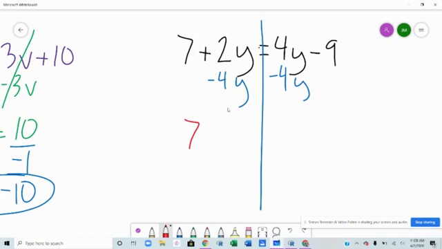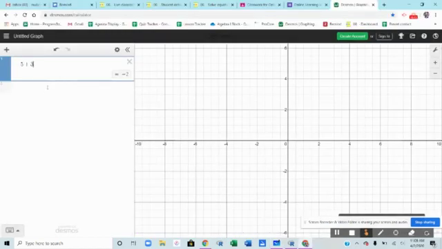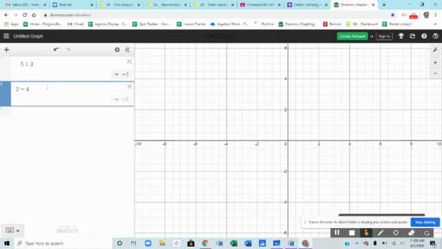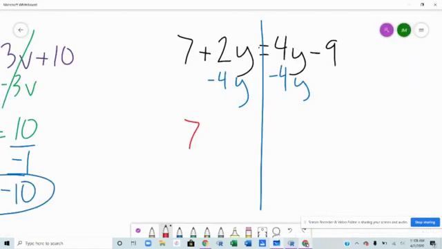2y minus 4y, 2 minus 4 is what we have. Gives you negative 2y, or minus 2y, equals our 4y minus 4y is gone, leaves us with negative 9.